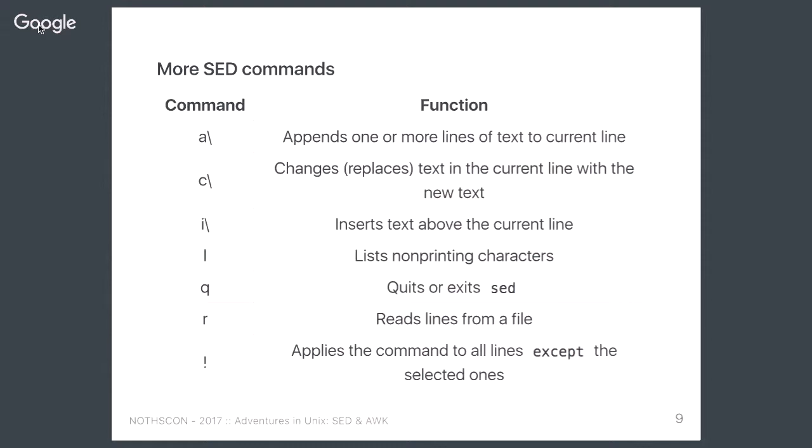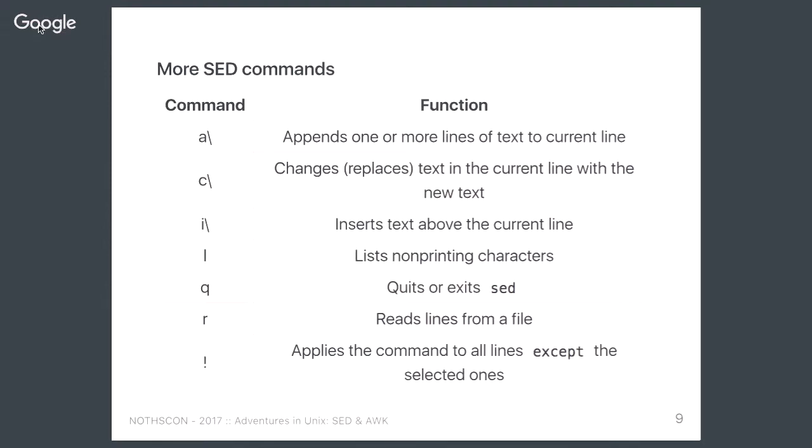You've got I, which will insert text above the current line. L is really useful when you're trying to find non-printing characters. So you'll have something that just doesn't display correctly on the screen, or you can't even see that it's a non-printable character. You might think it's a space, so L is really helpful.